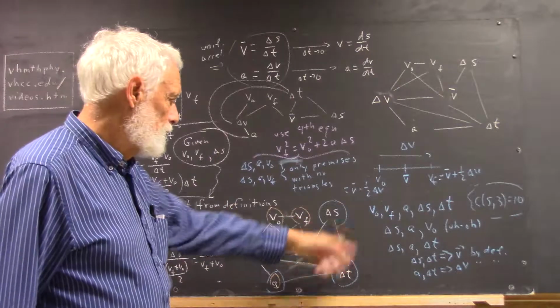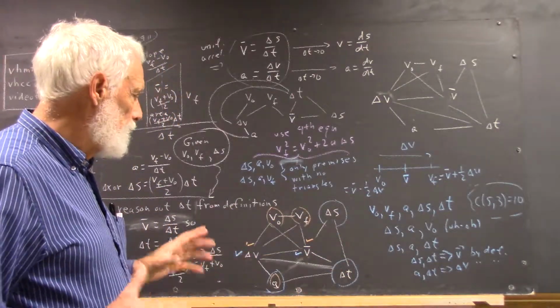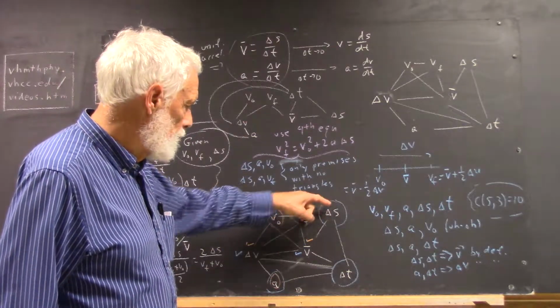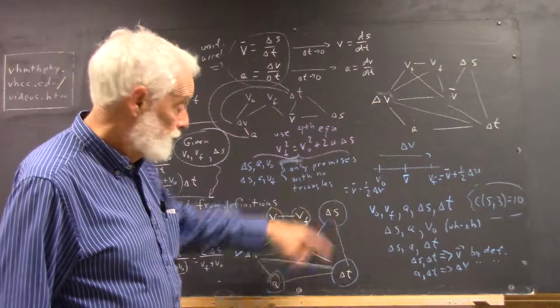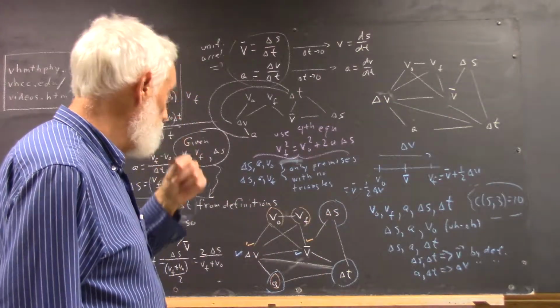At least nothing we can find if we know A, delta T, and delta S. So if you think about it, you find that there's no connection you can make. You can't complete a triangle between A and delta S. There's no line of reasoning that allows us to get there.